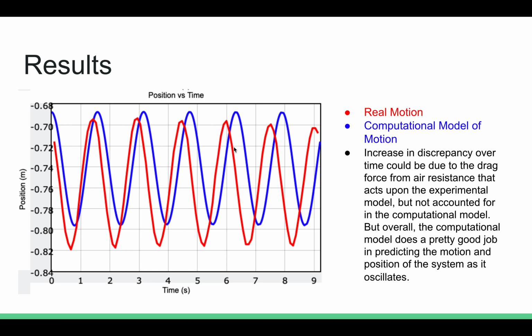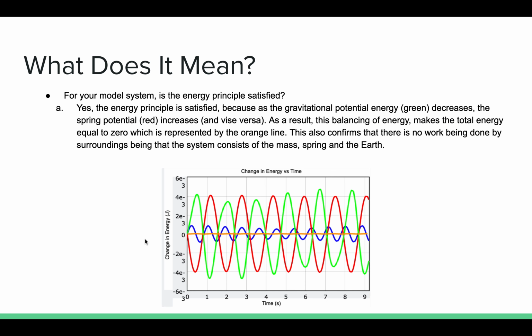With this graph, you see that over time the graph has discrepancies, and we found that non-conservative forces such as air resistance that aren't accounted for in the computer model have small effects that slowly add up as time goes on, becoming more noticeable in this deviation. So this is why we see that the red and the blue graph do not perfectly align with each other.